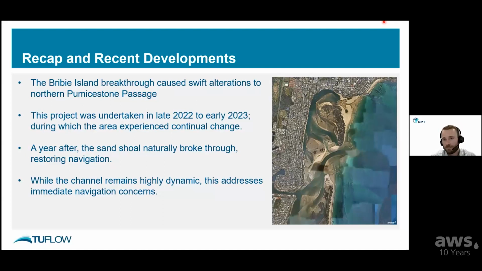Interestingly, the sand shoal that we're talking about that blocked navigational access naturally broke through at one point, and this has restored navigation in the meantime. This channel is still very dynamic, which kind of confirms what we saw with our morphological model. So the way it looks now is not even necessarily how it first broke through. It's continued to move a little bit, but in the meantime, it addresses the immediate navigational concerns.